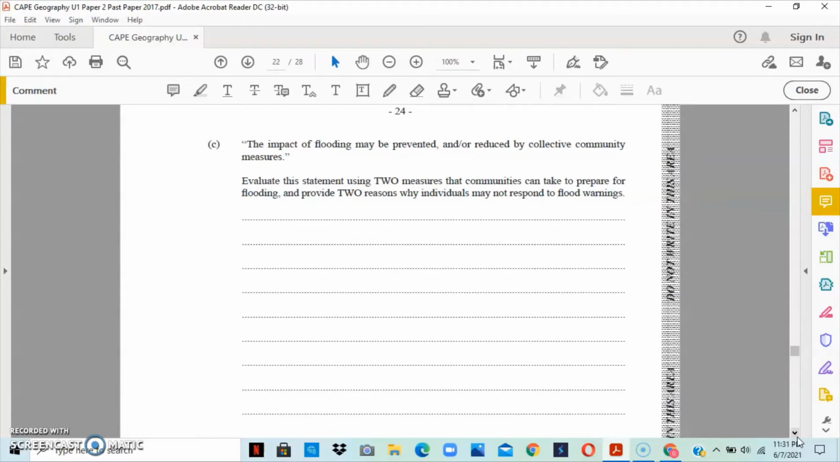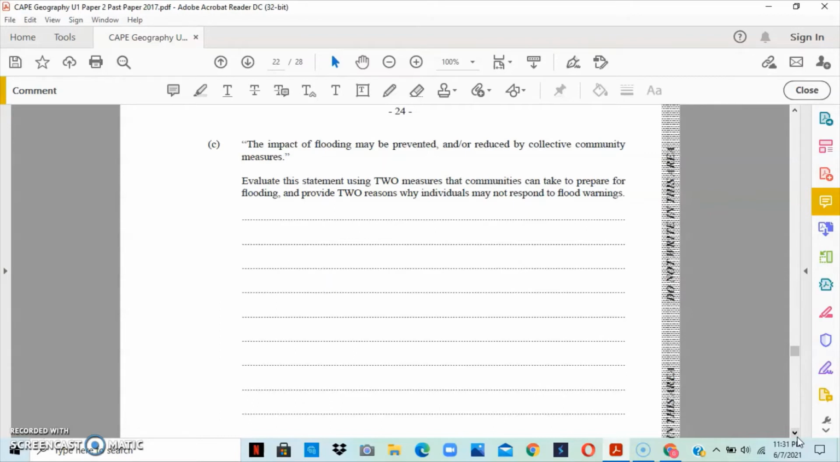Now, where you have evaluated the statement, the first thing that you're going to explain is that you're going to tell us 2 measures that a community can take to prepare for flooding. Some of the measures the community can take is to educate the members about flooding. You cannot expect that persons are going to know what flooding is and what should be done during a flooding if you don't educate them about it. Good. So the first thing is that you have to educate them about it.